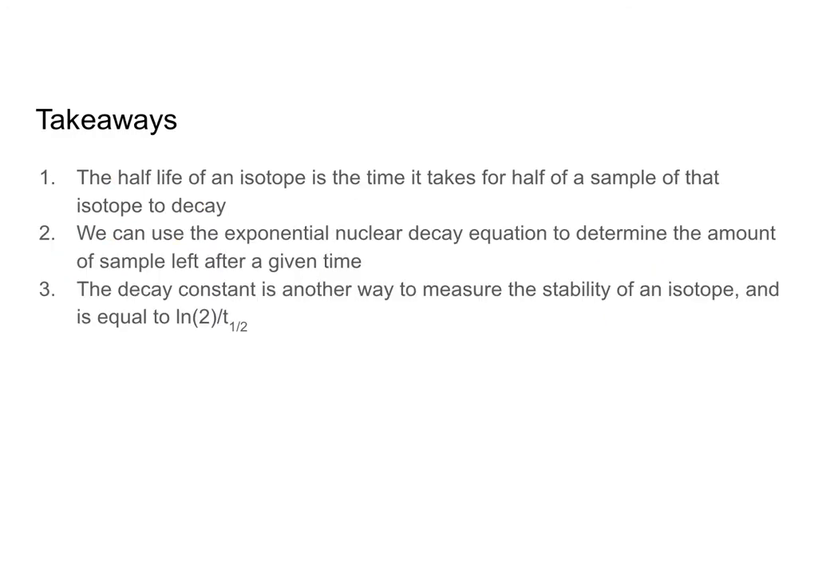So let's go ahead and talk takeaways. First of all, the half-life of an isotope is the time it takes for half of a sample of that isotope to decay. We can use the exponential nuclear decay equation to determine the amount of sample left over a given time, and the decay constant is another way to measure the stability of an isotope, and is equal to the natural log of 2 over our half-life.